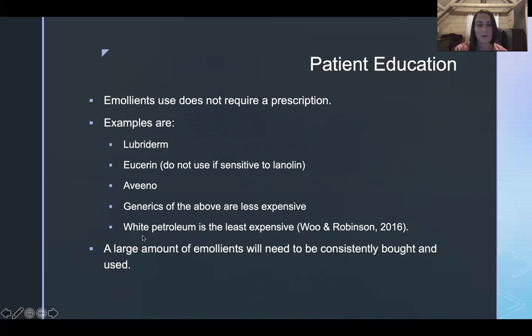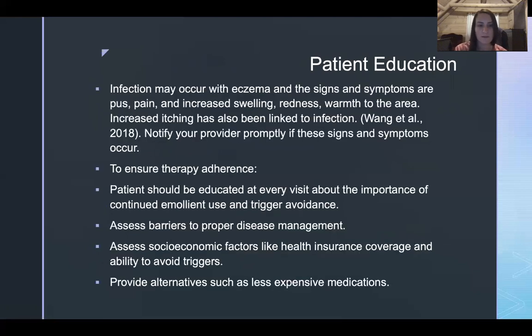Generics of any of these can be used, and they will cut down the cost. White petroleum is the least expensive, so if the patient has financial difficulties, they can use white petroleum as well. A large amount of emollients will need to be consistently bought and used. The patient needs to know that it's not short-term, it is long-term.